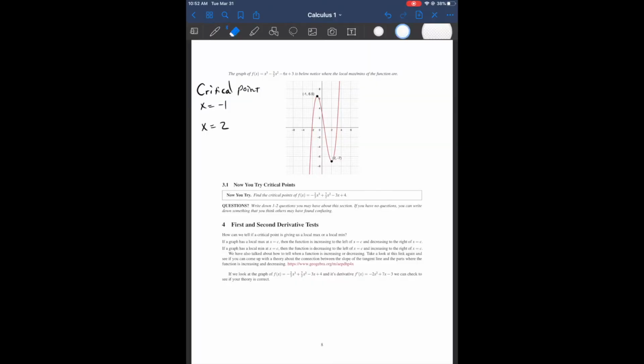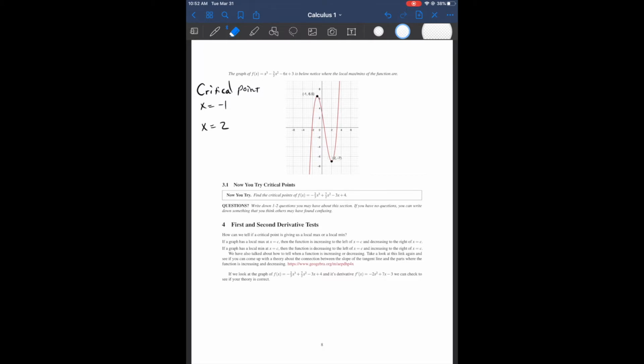So in the previous example and in the previous section, we looked at this polynomial f of x, and we found its critical points. We found one at x equals -1 and another at x equals 2. And we saw that those corresponded to this local maximum and this local minimum, right? So these critical points let us know where we might find a local max or a local min.